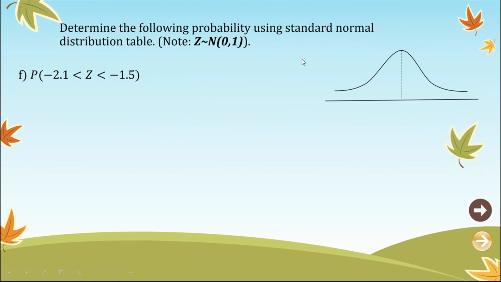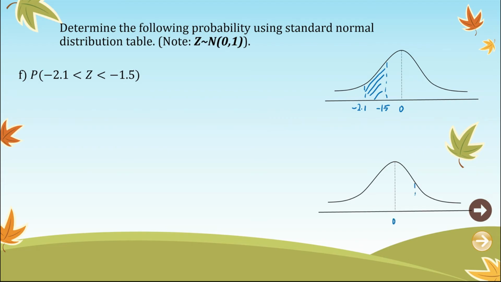For this question, we want to find the probability of Z greater than negative 2.1 and less than negative 1.5. By using the curve, the values will be on the left side because they are negative, negative 1.5 and negative 2.1. This is the area. We cannot read the values from the table because both are negative. So we reflect it so that it will be on the right side, 1.5 and 2.1.